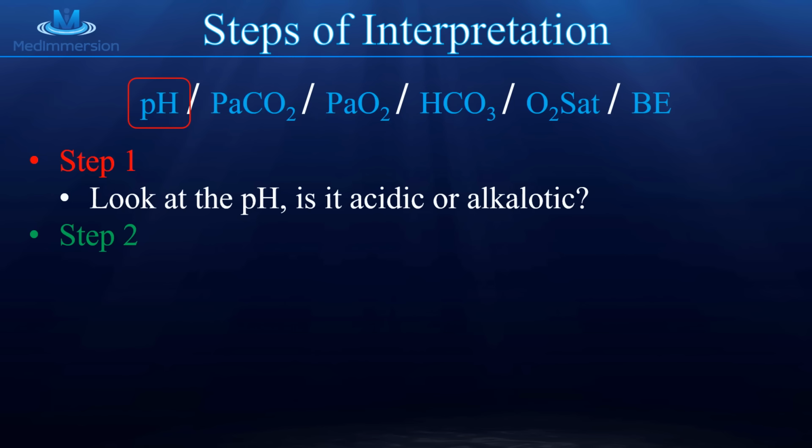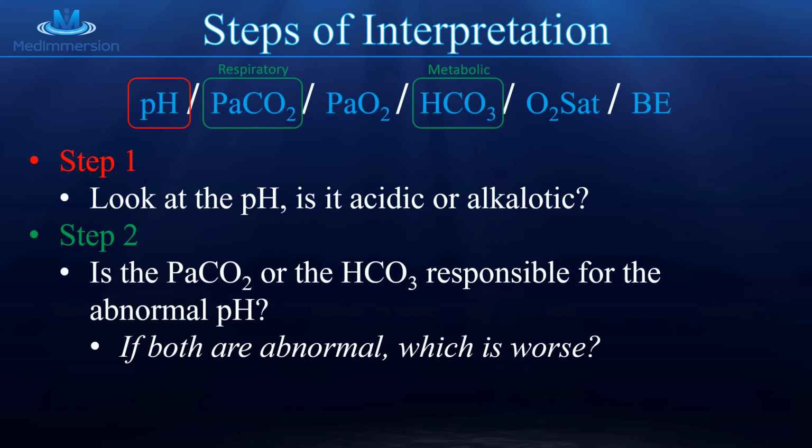Okay. Step two. Which one of the two major components that we talked about, the respiratory component or the metabolic component, is responsible for that abnormal pH? I said it was acidic, so what would I expect the PaCO2 to look like? Well, I would expect that to be a little bit high. If the PaCO2 is high, then it is responsible for the acidic pH, and vice versa with the metabolic component. If the bicarb is too low, well, then I'm going to suspect that that is causing this acidic pH. Does that make sense? And then sometimes you might see a picture where they're both abnormal, so then you just look at which one is worse, okay?